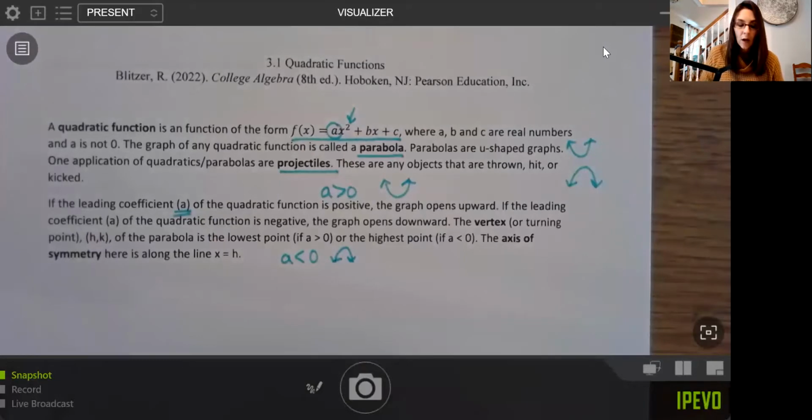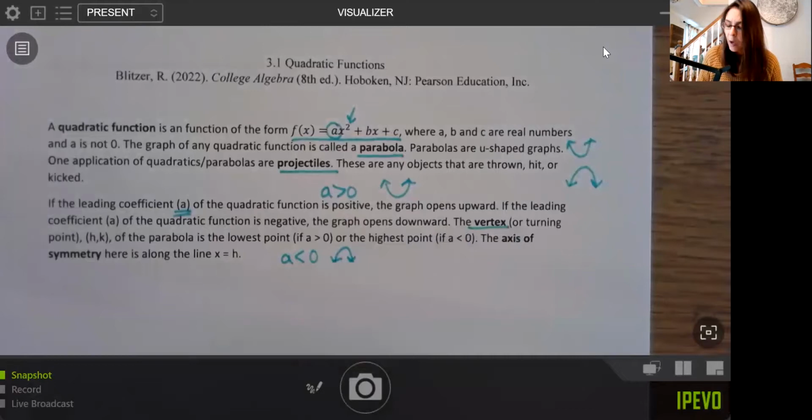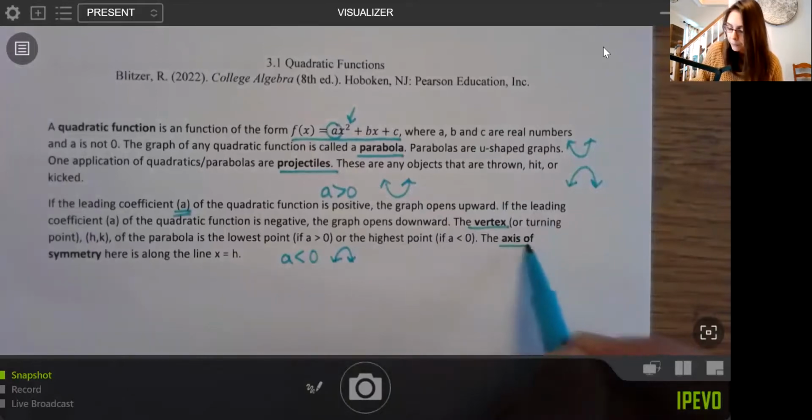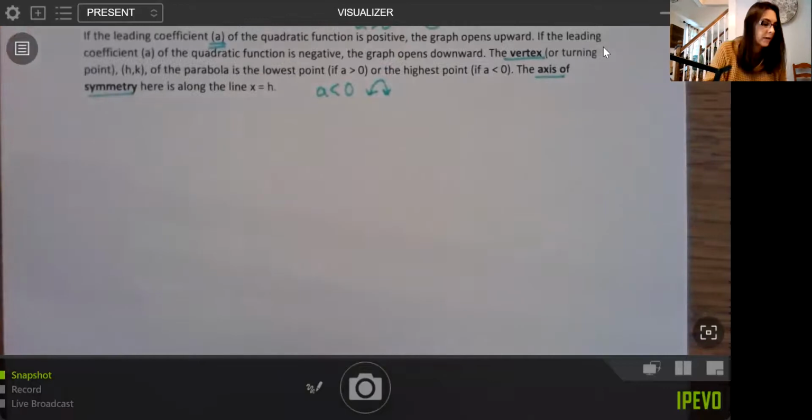We also have a point called the vertex, also a turning point. We always label it h comma k, and it's either the lowest point or the highest point of the graph. And then we also have the axis of symmetry, along which we have that nice mirror image. So let me just kind of draw what this would look like for you a little bit bigger here so you can see. I'm not going to put it on a grid. I'm just going to kind of draw them in general.